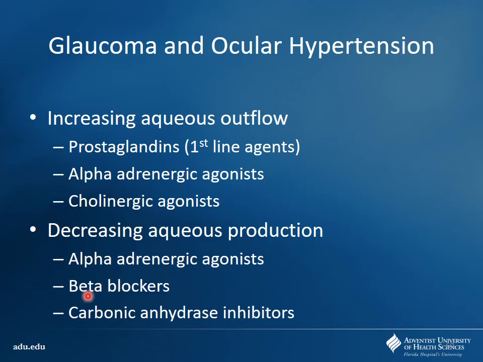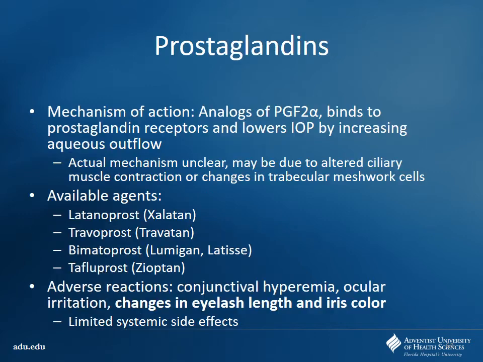These are probably also considered first or second line depending on your patient. So really the prostaglandins and the beta blockers are kind of your first line drugs. And then we'll also deal with our carbonic anhydrase inhibitors. We'll go over these in more detail in just a second here.